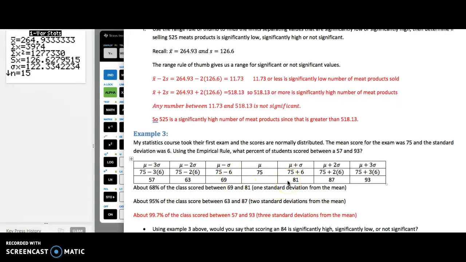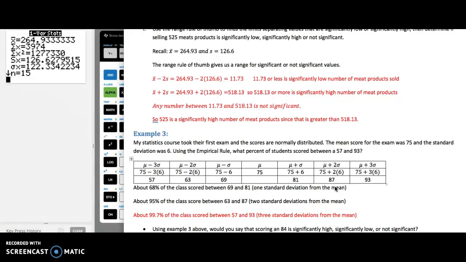If you go out 2 standard deviations, so 75 minus 2 times 6, or 75 minus 12, you end up with 63. If you add 2 standard deviations, that's 75 plus 12, which is 87. So going out 2 standard deviations, you end up with 63 as a lower number and 87 as a higher number. So what this is saying is about 95% of the class scored between a 63 and an 87.